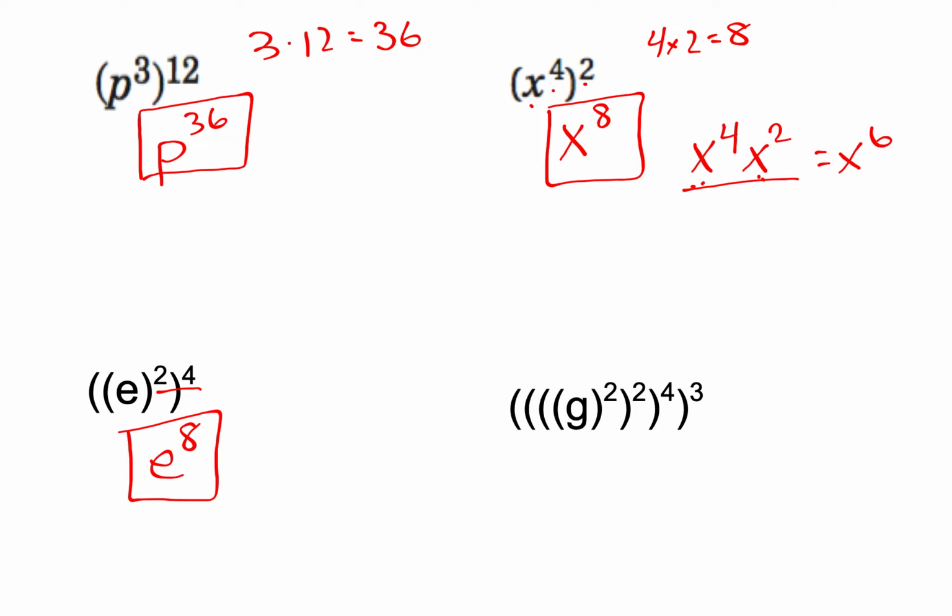g squared to the 4th to the 3rd. We need to multiply all these exponents together. 2 times 2 times 4 times 3. Let's see, that's 4 times 4 is 16 times 3 is 48. So this is g to the 48th power.